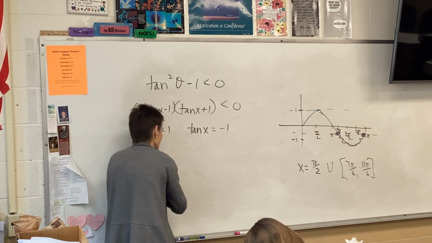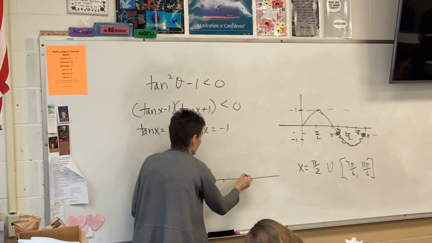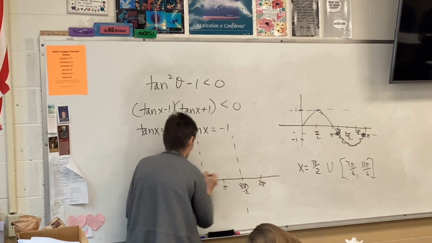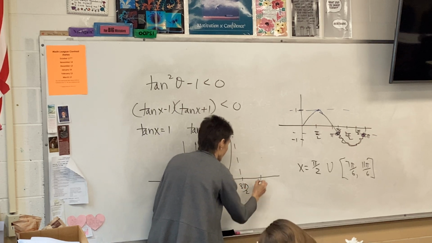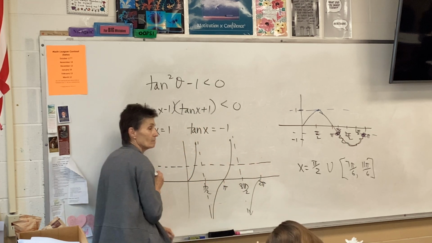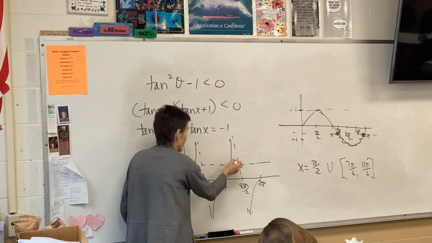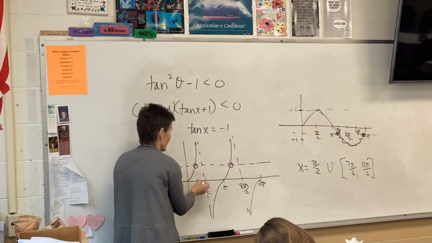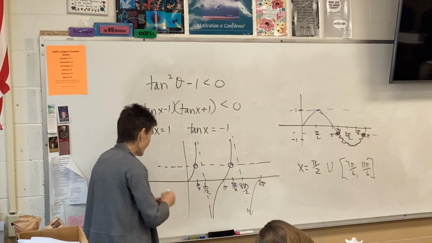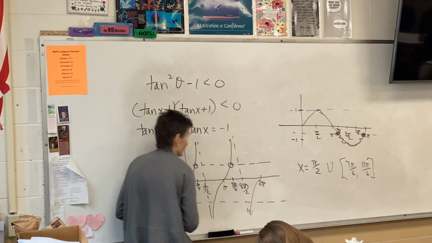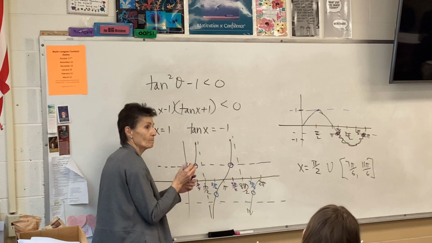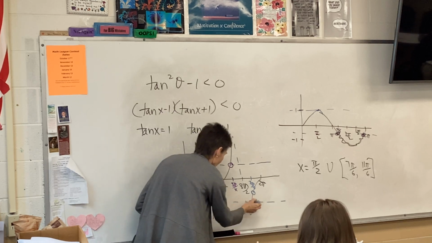So I look at my tangent curve, and I have to go all the way to 2 pi, because that's what the problem says. I use my purple and blue again. This is where the tangent would be 1. So that would be this point and this point. Where is the tangent 1? At pi over 4 and 5 pi over 4. And then I want the tangent to be -1. Here and here, and that happens at 3 pi over 4 and 7 pi over 4. Oh, I kind of missed my lines. You get the idea.